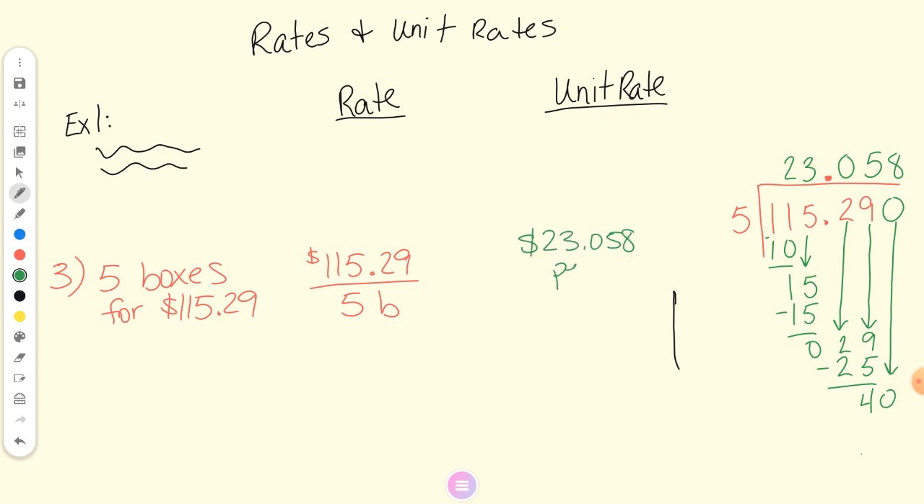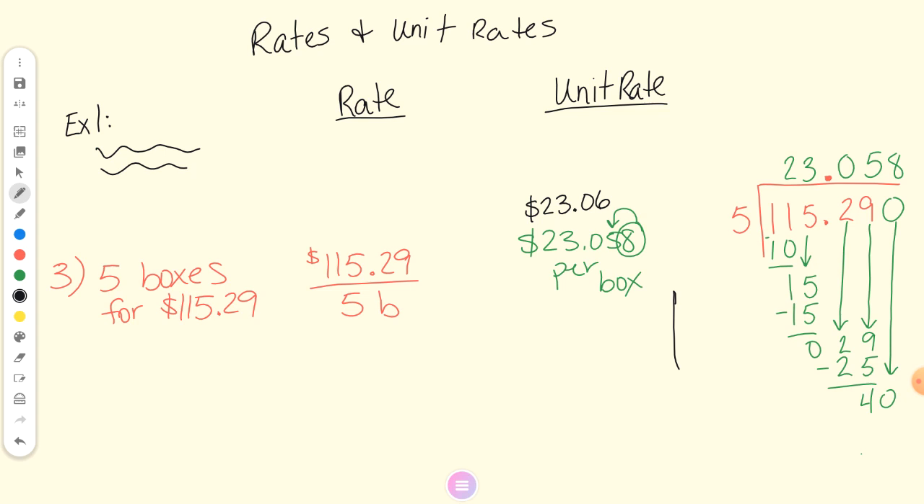If you give me on your homework that it is $23.058 per box, I'm going to mark it wrong, because this is money. Yes, this needs rounded to 2 decimal places because we're talking money. So that 8, is that 5 going to stay a 5 or go up to a 6? Go up to a 6. So this should be $23.06 per box. Okay?